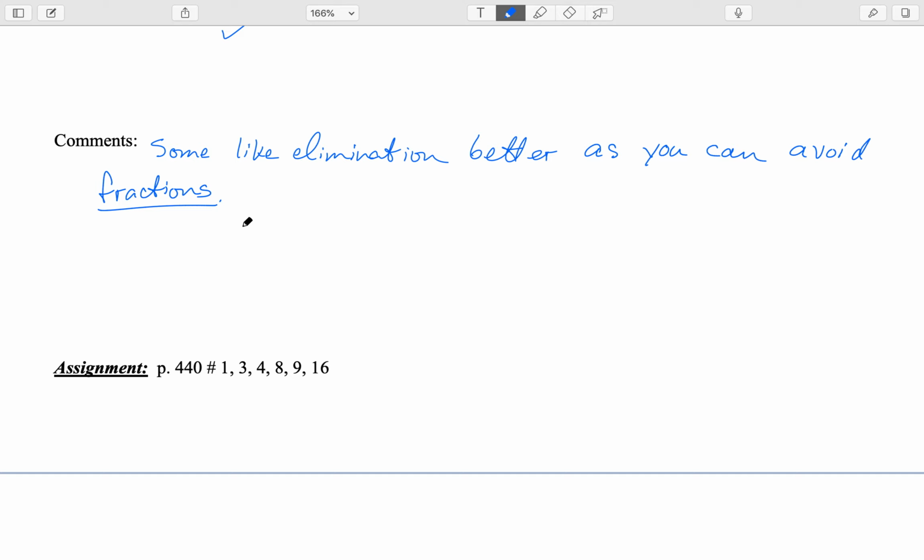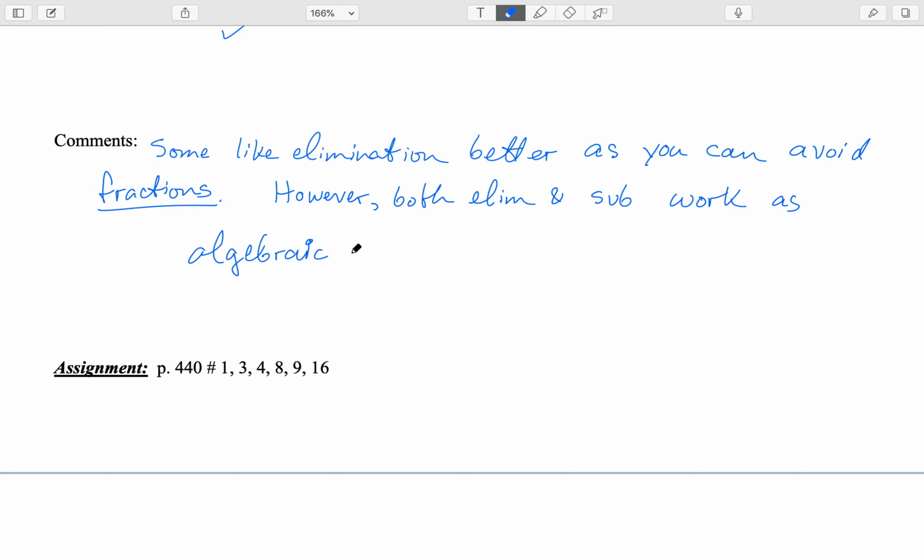We're not going to be graphing these things. However, both work. So both elimination and substitution work as algebraic methods. And algebraic, in other words, once you're using algebra, they're exact. There's no guesstimation, no estimation at all. So if a test said, solve this using an algebraic method, you could either use elimination or substitution, your choice.